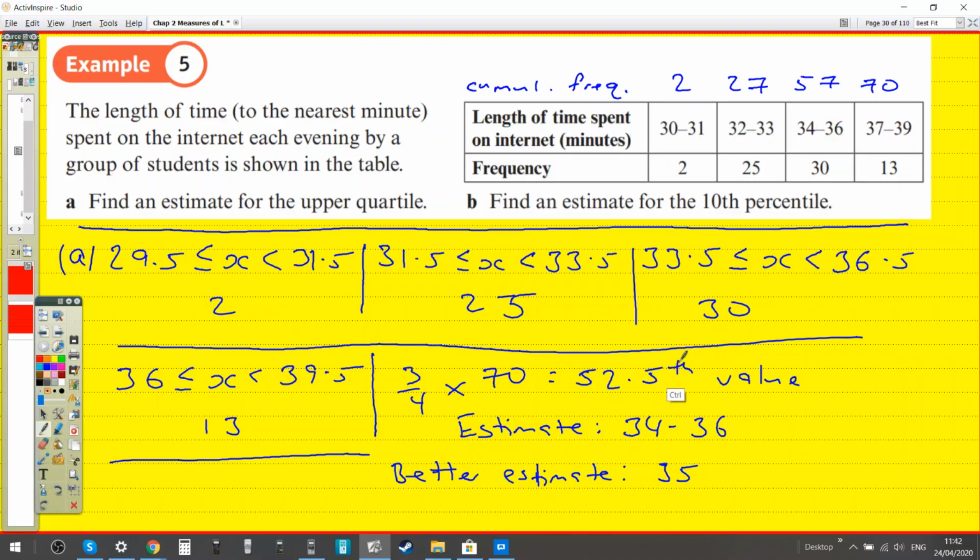And so basically 52.5 is closer to 57. So 52.5 will be towards the end of the group, of those 30 kids, so like 57 cumulative frequency up to that point. So they'll be closer to 36 than they will be to 34. So the way we said our estimate is 35, a better estimate could be like 35.5, because it's going to be closer to 36.